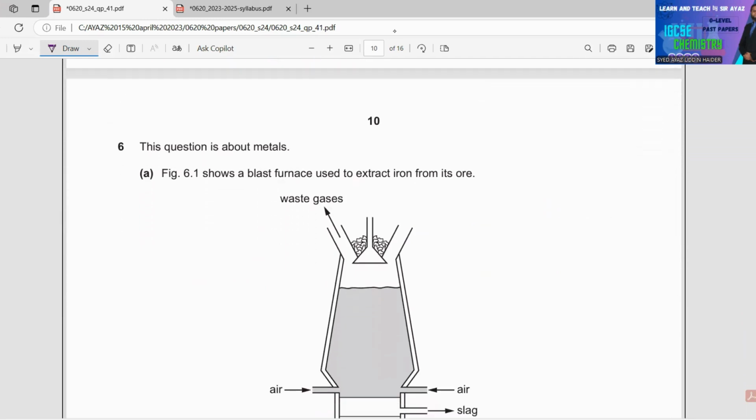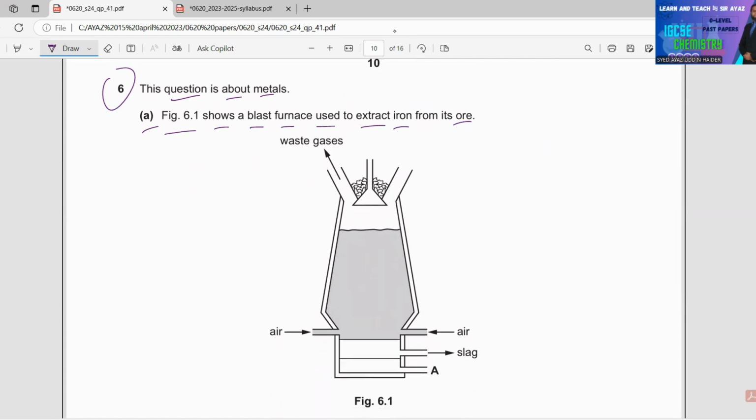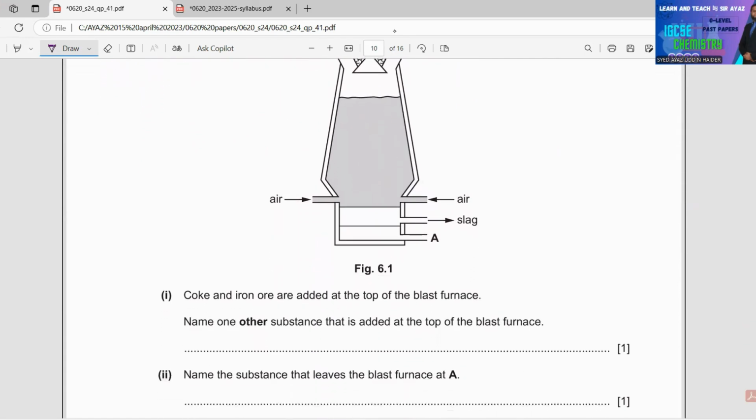Number 6. This question is about metals. A, figure 6.1 shows a blast furnace used to extract iron from its ore. Number 1, coke and iron ore are added at the top of the blast furnace. Name one other substance that is added at the top of the blast furnace. It's calcium carbonate or limestone.